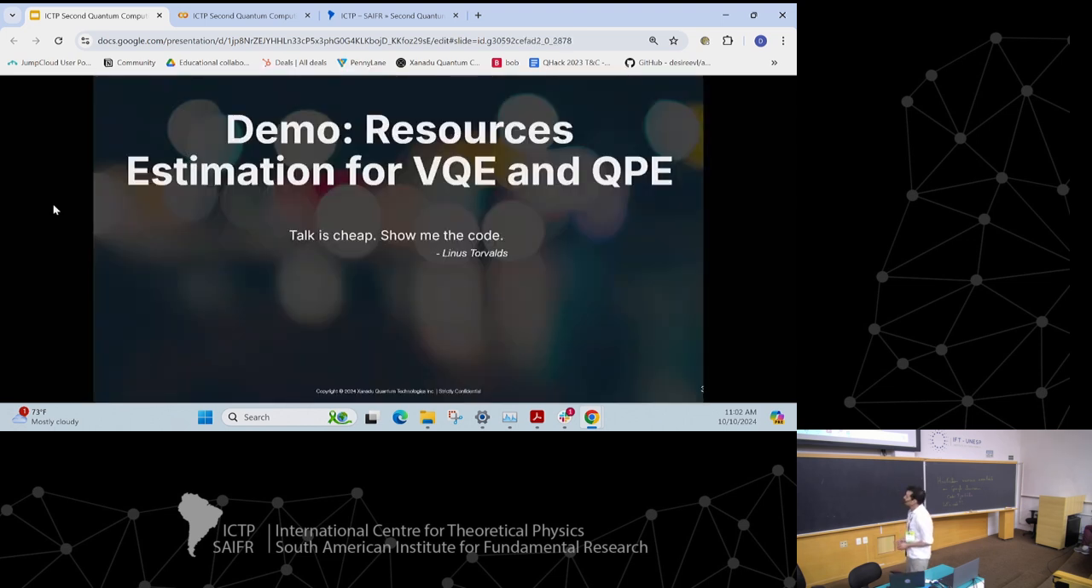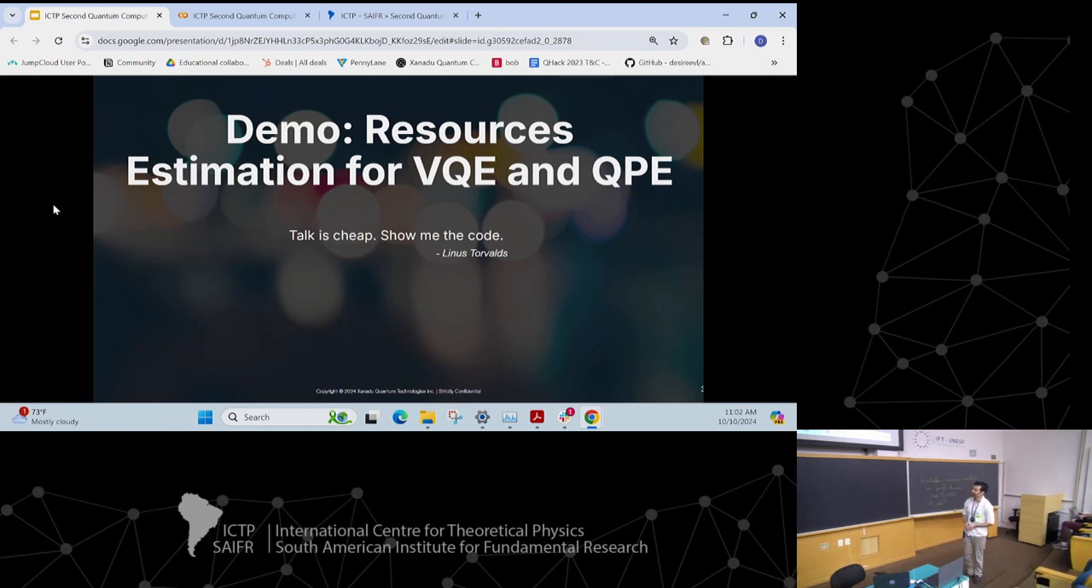So there's a range of algorithms that have been developed to estimate resources for quantum algorithms. We'll look at a couple of capabilities in PennyLane for estimating resources for VQE and QPE and compare them.